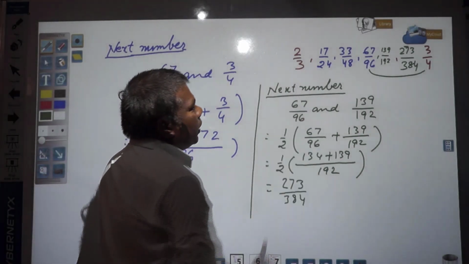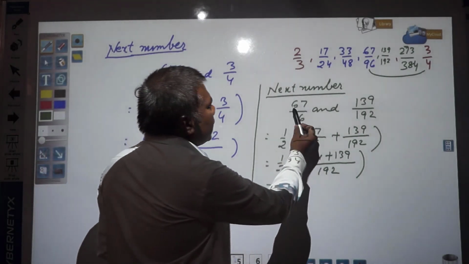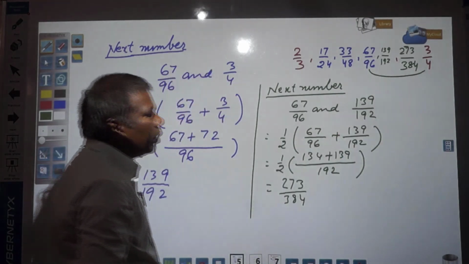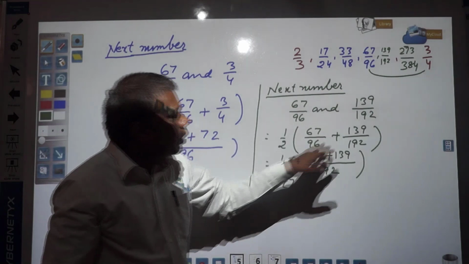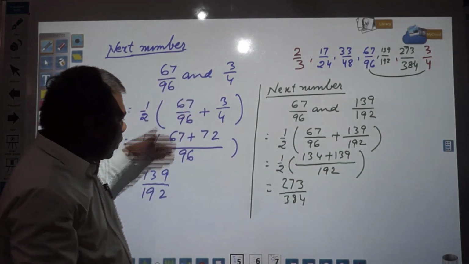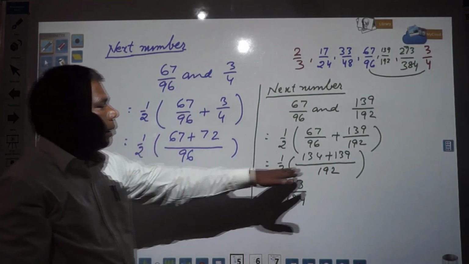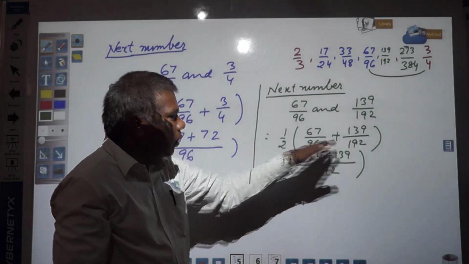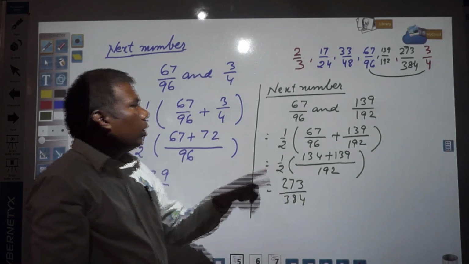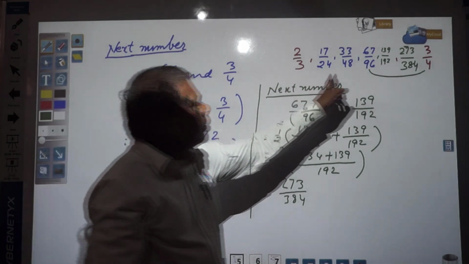Again the next number you need to find out. So in between 67/96 and 139/192 we will find out. So again the same process will be applied, LCM will be taken and the same thing what we did, the same thing you do over here also. Lastly, you will get 273/384. So finally, these numbers you got.